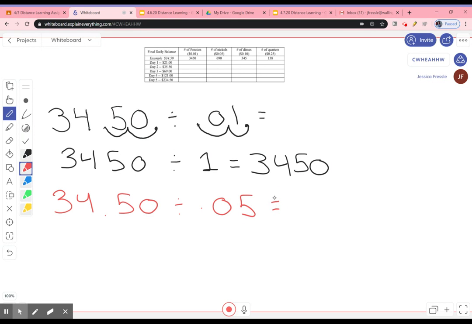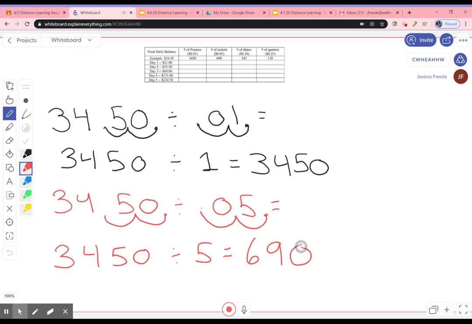And we're going to do the same exact thing. So we're going to move our decimal point over to the right, 2 place values. And our answer is going to be 3,450 divided by 5, which is going to give us 690. And to find out this answer, we can just do partial quotient or long division.